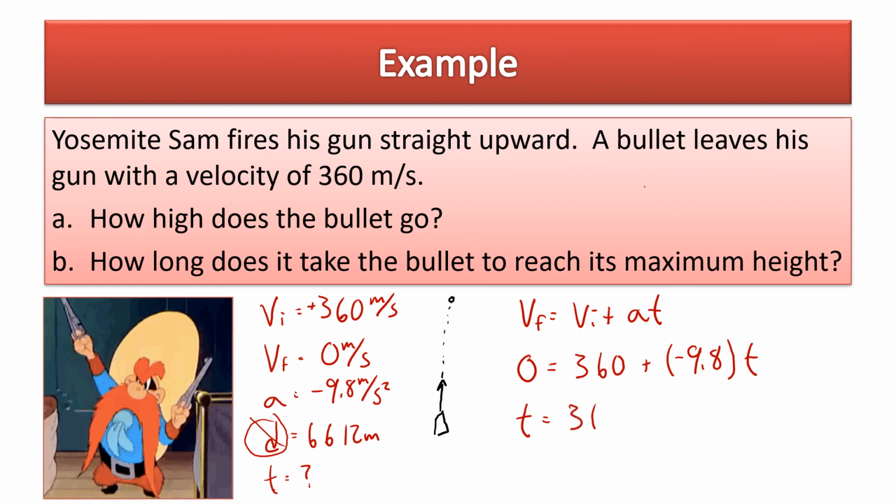36.7 seconds. So it takes 36.7 seconds to go up, and then if you neglect air resistance, it takes another 36.7 seconds to go down. Spoiler alert, those types of problems are in the next lesson. So it takes over a minute for the bullet to go up and then come back down, and hopefully by that time Yosemite Sam has moved out of the way.